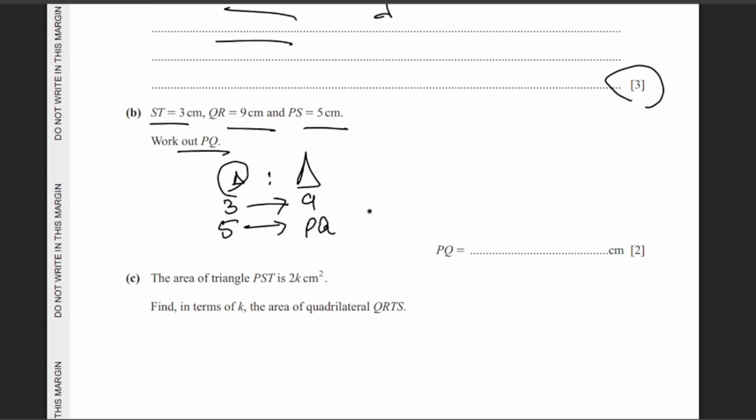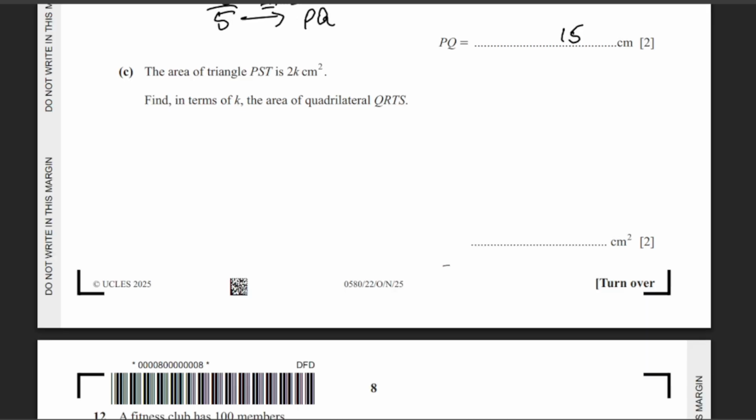Now, when we put the fractions and the equal to symbol here, we're going to get 3 over 5 equals 9 over PQ, which you could take to the other side and rearrange. And the final answer you would get is, I believe, 15. Okay, moving on to part C.